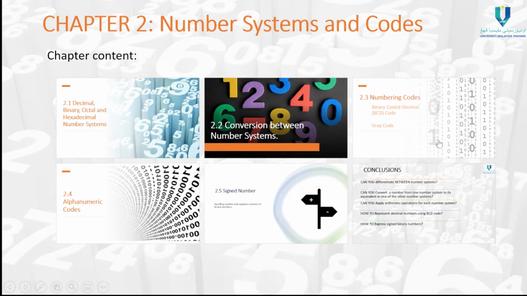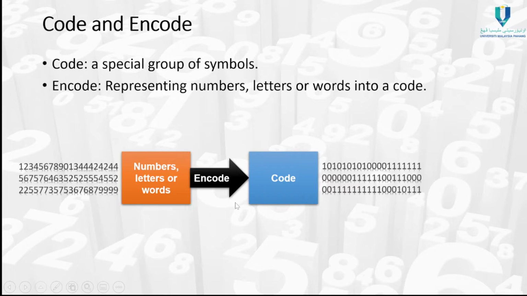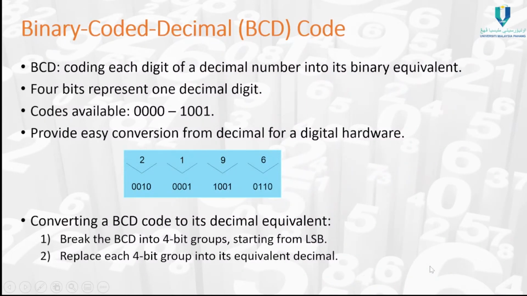Assalamualaikum everyone. In this video, we're going to continue our lesson in chapter 2, number systems and code, with subtopic 2.3, numbering codes. We're going to look at two different numbering codes, binary coded decimal or BCD and gray code. First of all, numbering codes is a special type of coding where we convert numbers, letters or words into binary coding. So let's start with binary coded decimal or BCD code.